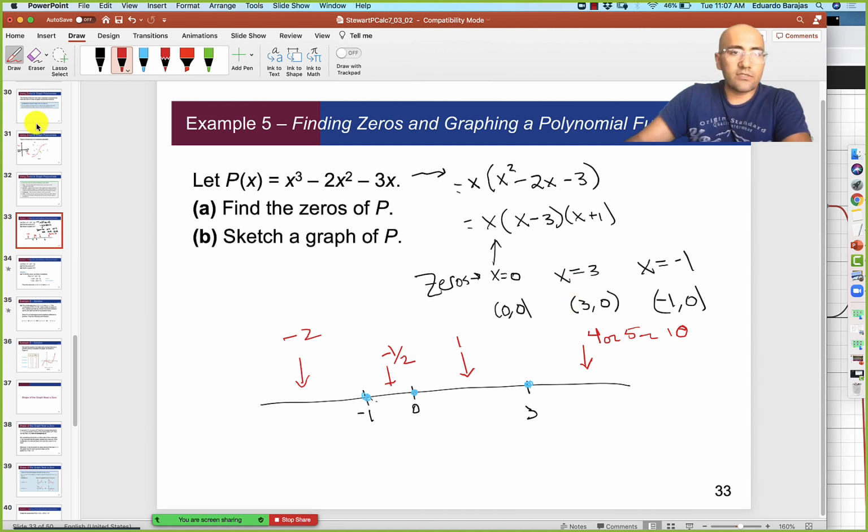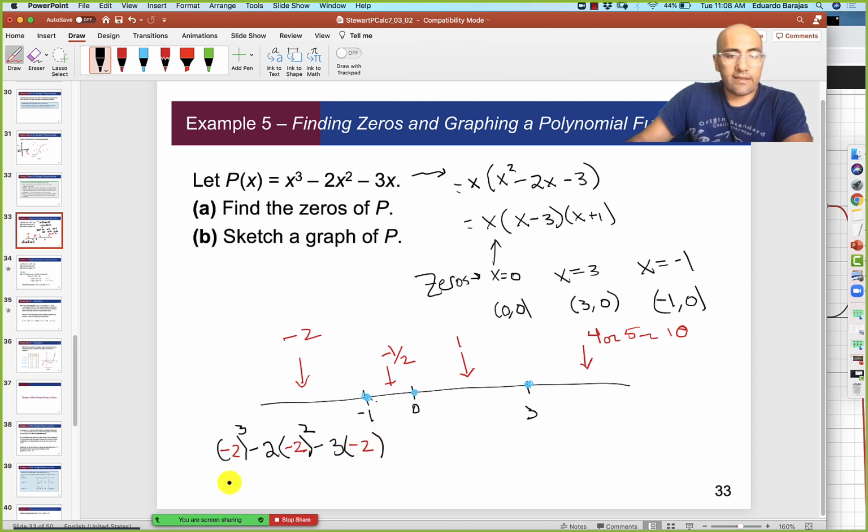Okay, so then just create a little table and evaluate those results to see whether the results are positive or negative in each one of those regions. For example, for -2, we would end up with -2 raised to the power of 3, -2 squared, and -2. So this would be negative 2 to the power of 3, minus 2 negative 2 squared, minus 3 times negative 2.